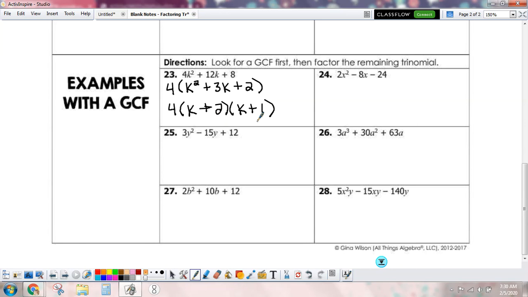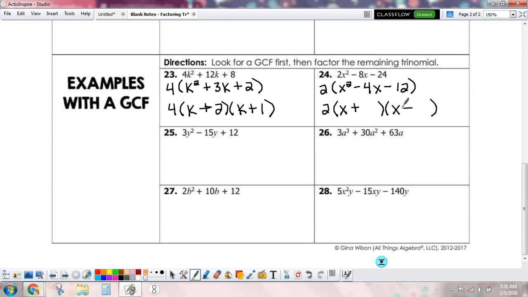For number 24, same idea. We want to factor out that number, and we have 2, negative 8, and negative 24. And I know a positive 2 goes into all of those because they're all even numbers. So I'm going to pull out that 2, and then I'm left with x squared minus 4x minus 12. And now I got to figure out what numbers multiply together to get negative 12, but add together to get negative 4. And I know that I'm going to need one positive and one negative since I'm trying to multiply together to get negative 12. So I'm going to have x plus something and x minus something.